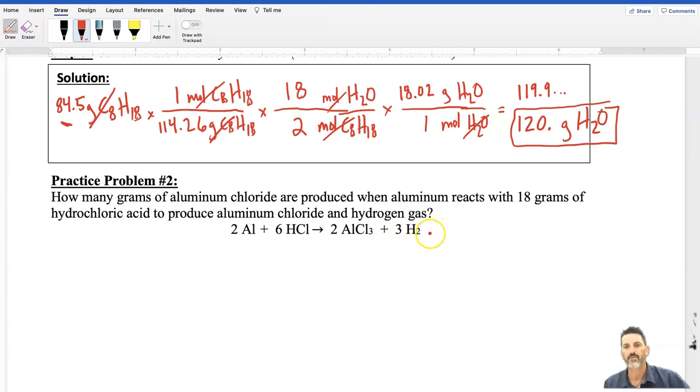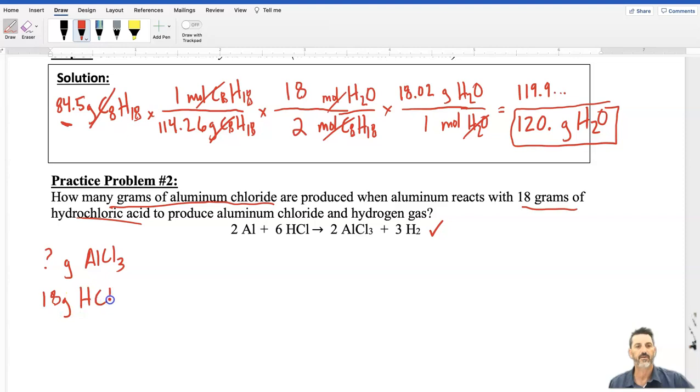So step 1, balanced equation, check. Step 2, do I know what's given and what I want to get to? So how many grams of aluminum chloride? That is what I want to find. Grams of aluminum chloride. And 18 grams of hydrochloric acid. So that is where I am starting. 18 grams of HCl. Okay, so I have my balanced equation. I know what I want to find. I know what's given. So now I'm going to take what's given and I'm going to convert it to moles.